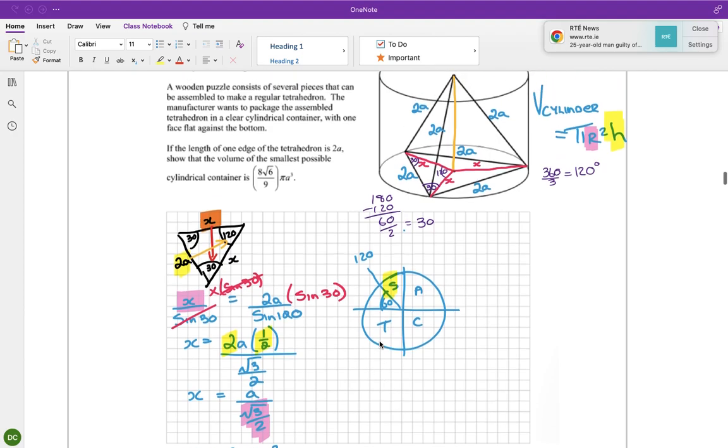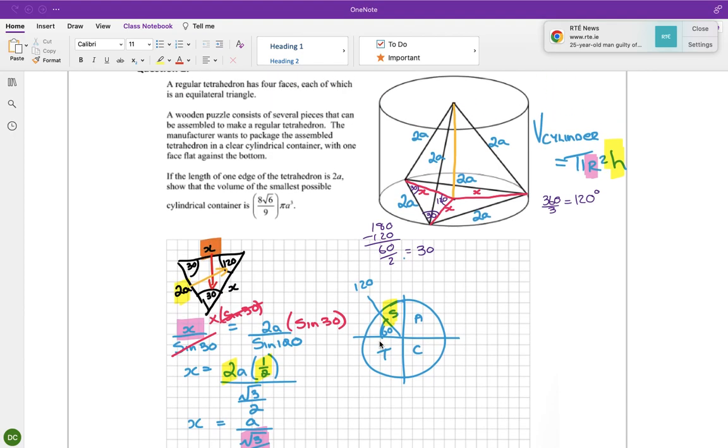And then I can pull out that other triangle. So I can go like this. So that triangle is this one. Does that make sense? So I now know that x is 2a over the square root of 3.